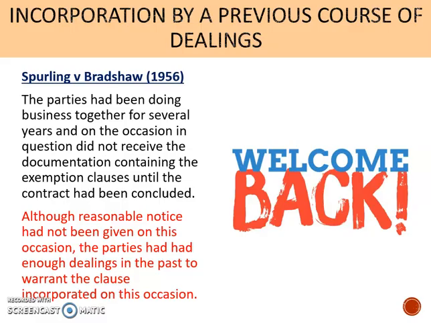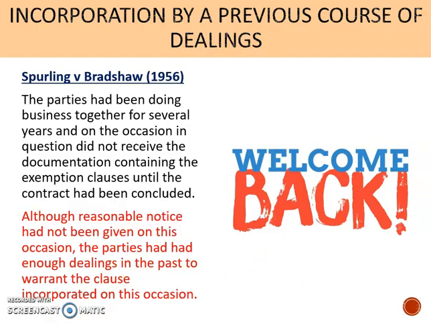And in this case, the parties have been doing business together for several years. And just on this one particular occasion, the documentation containing the exemption or the exclusion clause hadn't been given prior to the dealing. Now, what the court said was, although reasonable notice had not been given on this occasion, because they've been doing business together for several years, the parties had enough dealings in the past to warrant the clause incorporated on this occasion. So again, you've got to look out for that. Have they dealt with each other before? Do they already know what the situation is, what the terms are?